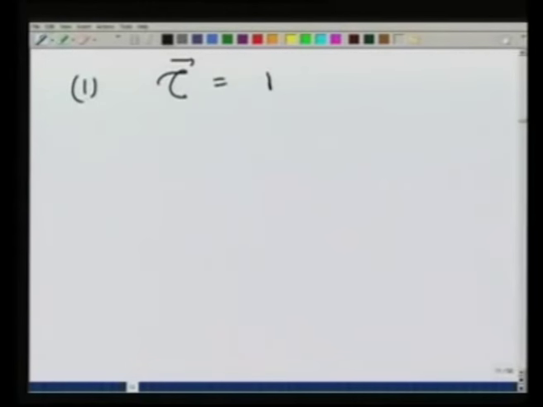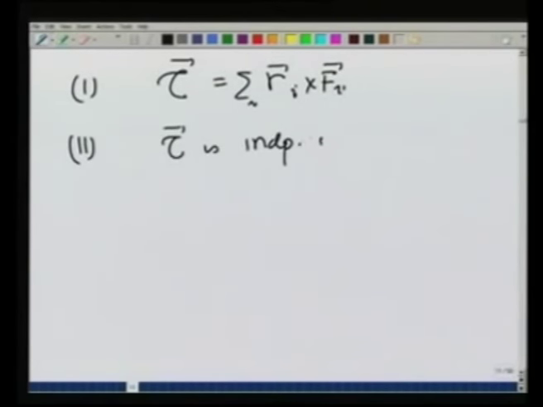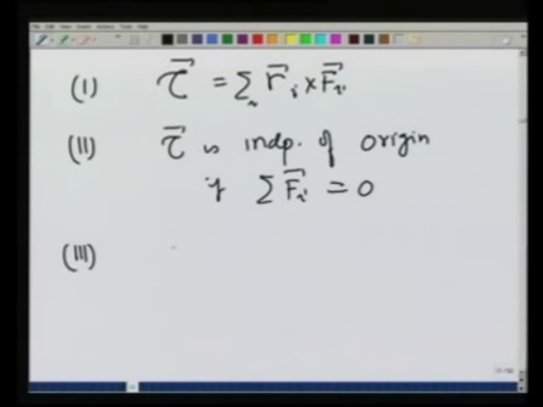So, let me now summarize what we have learned about torques. First, torque is equal to summation of Ri cross Fi. Second, torque is independent of origin if summation Fi, that is the total force on the system, is 0. Third, that torque about an axis in vector direction unit vector n is n dot tau.